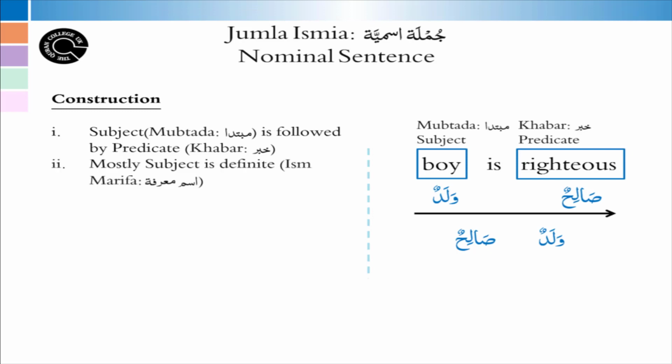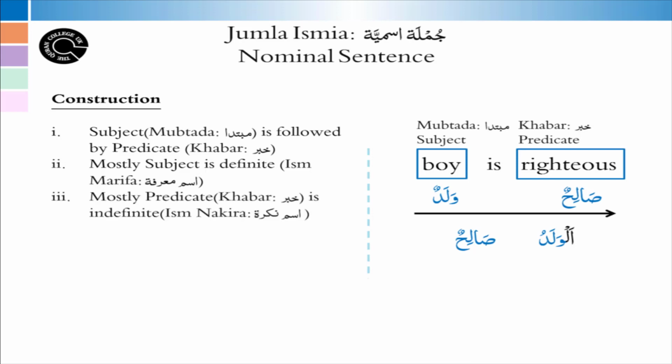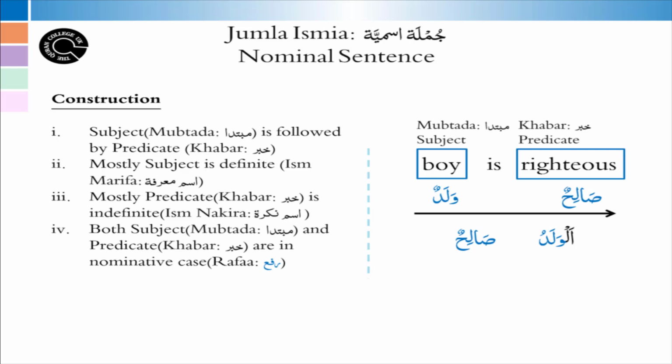The second rule is that mostly the subject is definite. Therefore, if the noun is not definite, then we need to add al at the beginning of the subject. When al is added to the noun, it will become al-waladu, and the double vibration would change to a single. Third rule is that mostly the predicate is indefinite. Therefore, in our case, the salihun would stay as it is. The fourth rule is that both subject and predicate are in nominative case. We can see here that both are in nominative case.